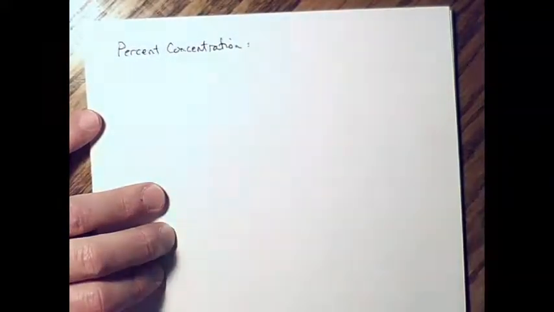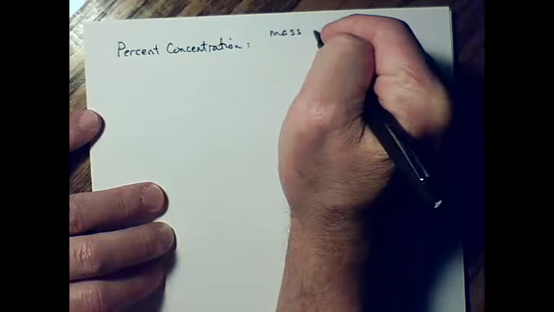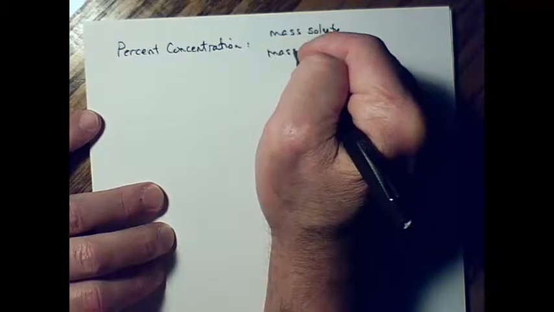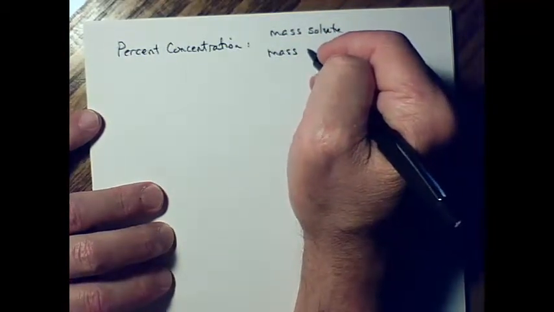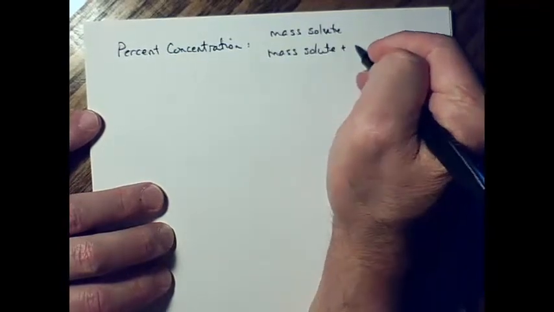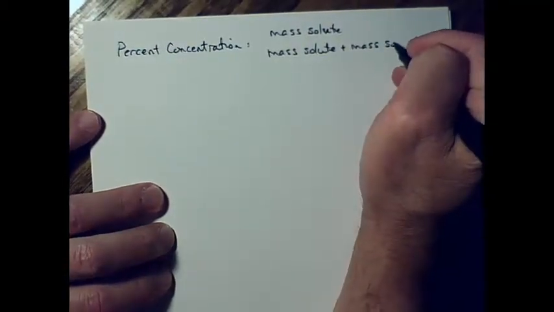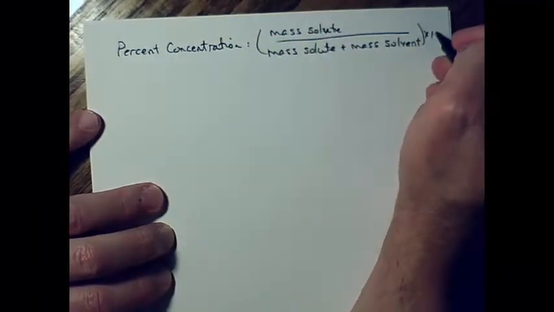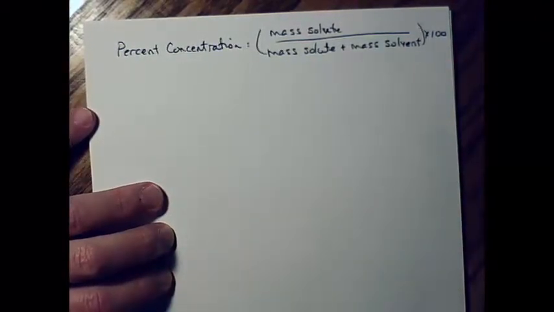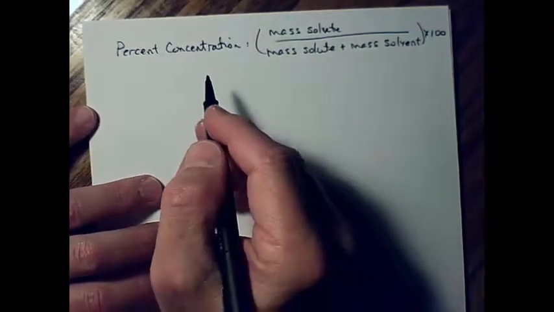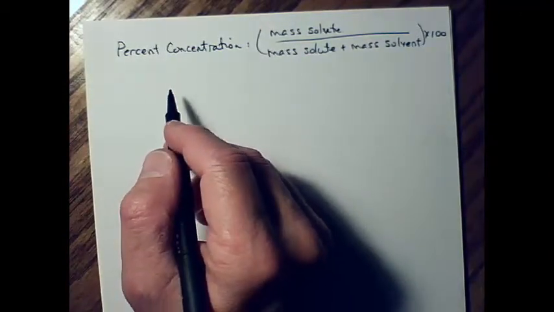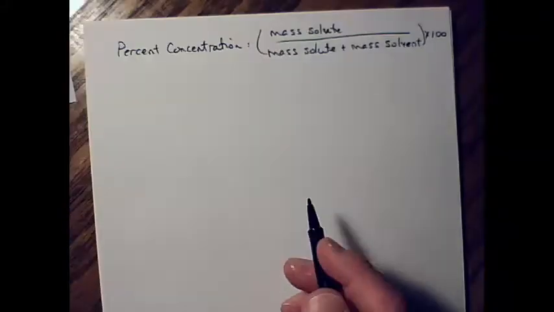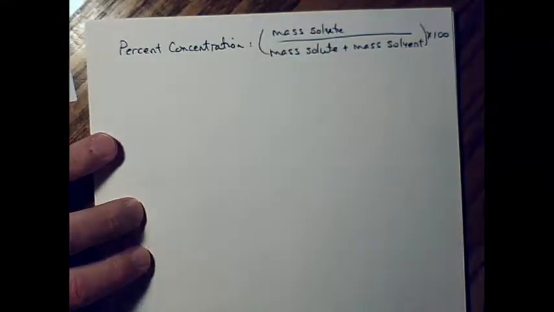A percent concentration is always mass of the solute over the mass of the solution. The mass of the solution is both the solute and the solvent. So the mass of the solute in the problem is 2.50 grams of calcium chloride. The thing that gets dissolved is the solute. And then the mass of the water we have to figure out.